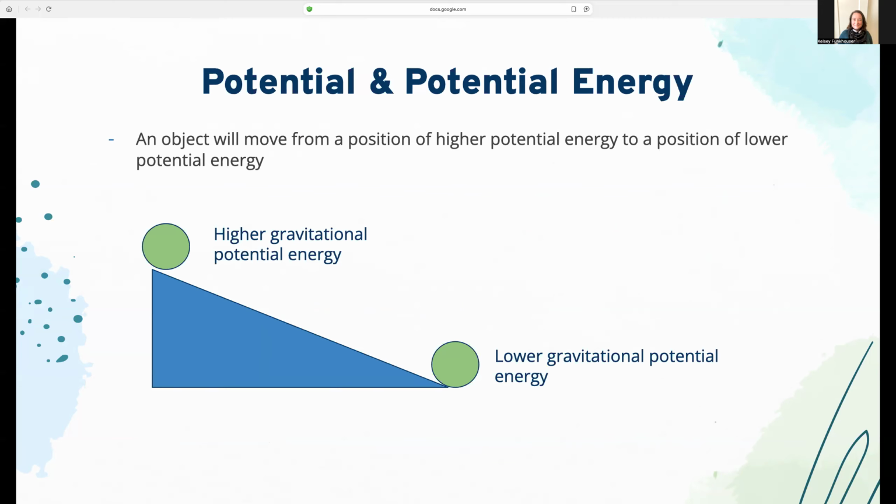So thinking about potential and potential energy, one thing we didn't really talk about, but hopefully will make sense now: an object will move from a position of higher potential energy to a position of lower potential energy. So if we have a ball at the top of a ramp, it has higher potential energy there, and given no other odd circumstances, it will move to a position of lower gravitational potential energy. So it will roll down this incline because it wants to be in a position of lower gravitational potential energy.